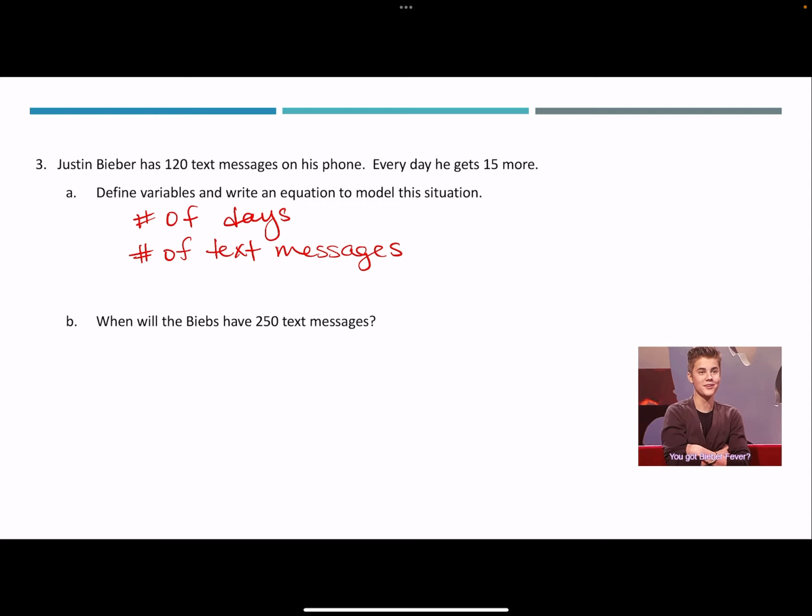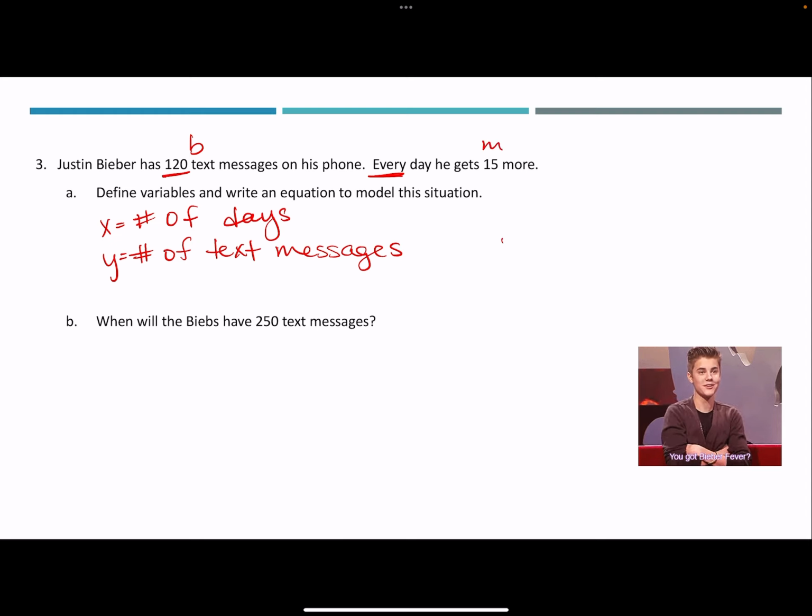And in this case, the independent variable is the number of days because the number of text messages depends on how many days have gone by. All right, y equals mx plus b. Where does he begin? Where does he start at? He starts at 120 messages, and every day he gets 15 more. So per, each, every, right? This is your m. So your equation is y is equal to 15x plus 120.